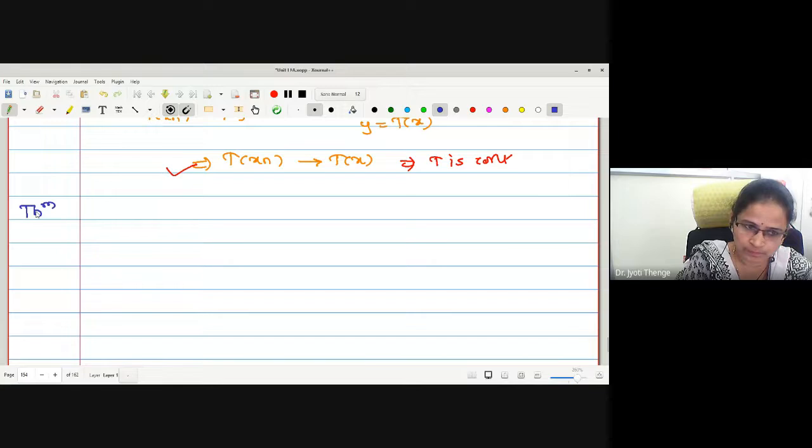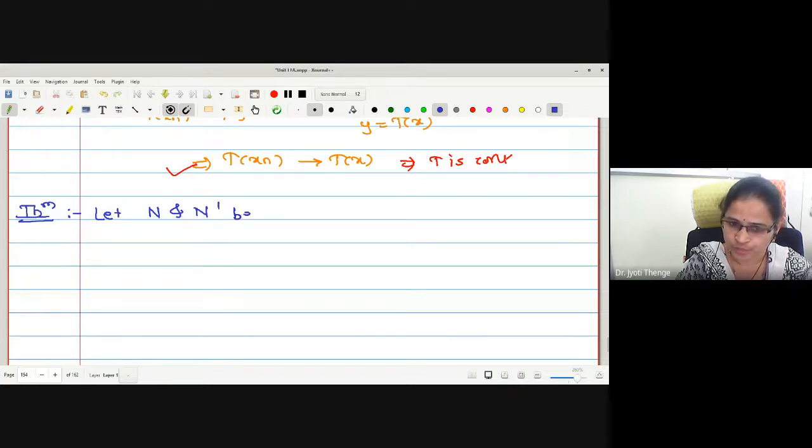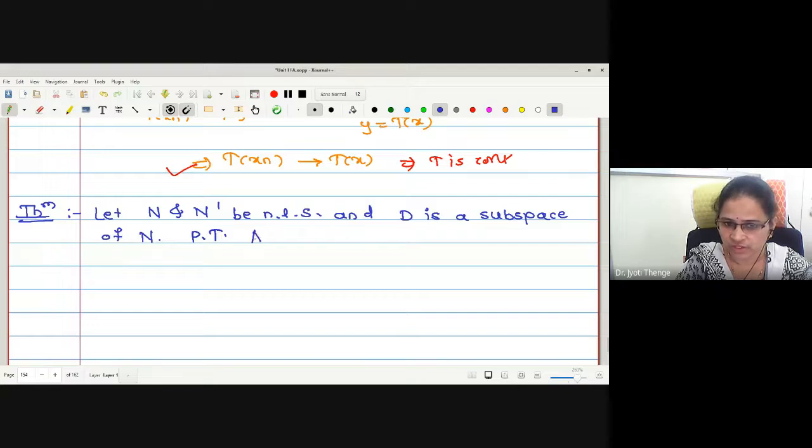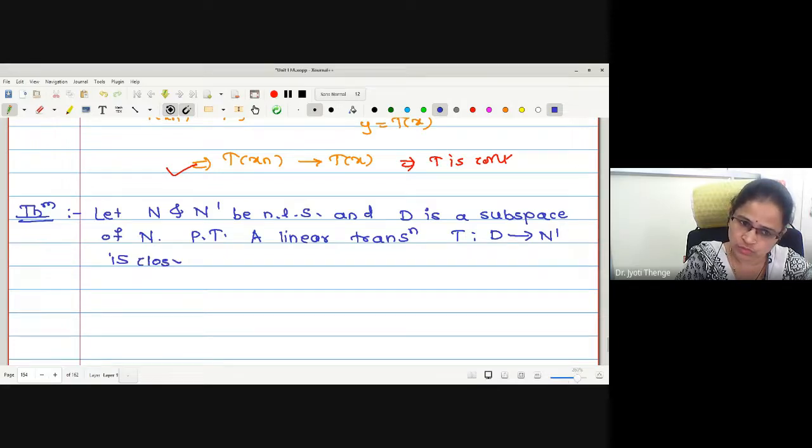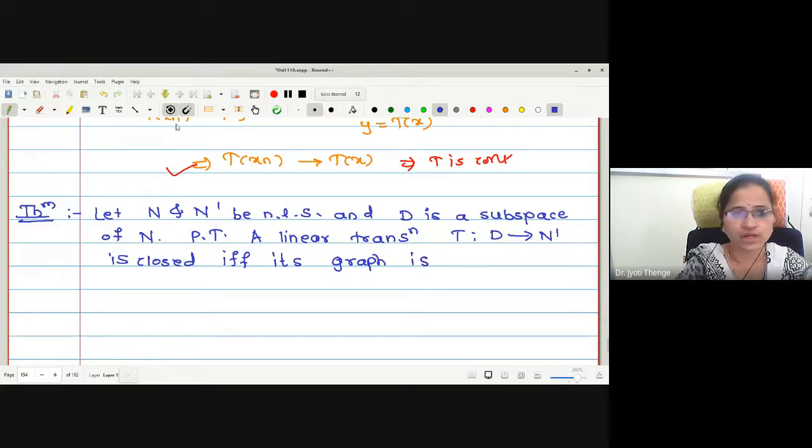Let us write the first theorem. Let N and N dash be normed linear spaces and capital D is a subspace of capital N. Then a linear transformation T defined from D to N dash is closed if and only if its graph, TG, is closed.